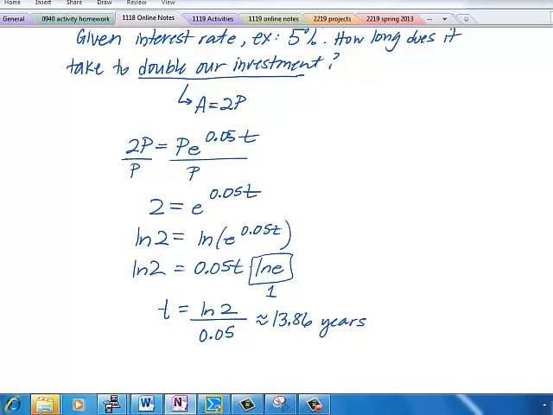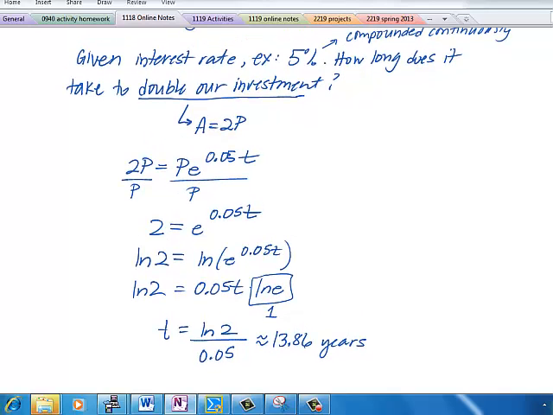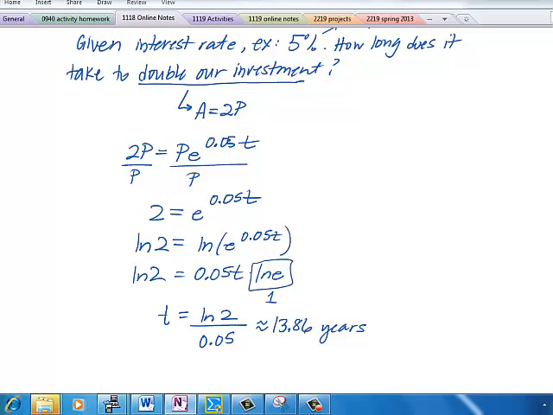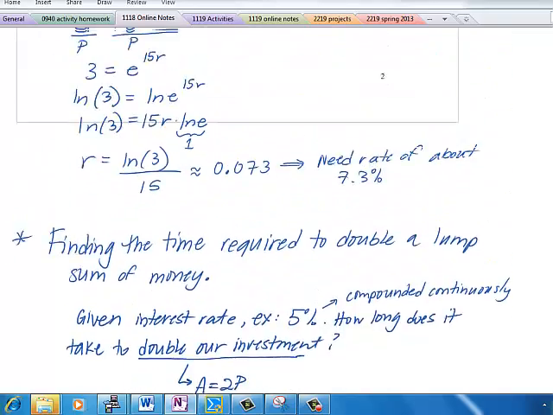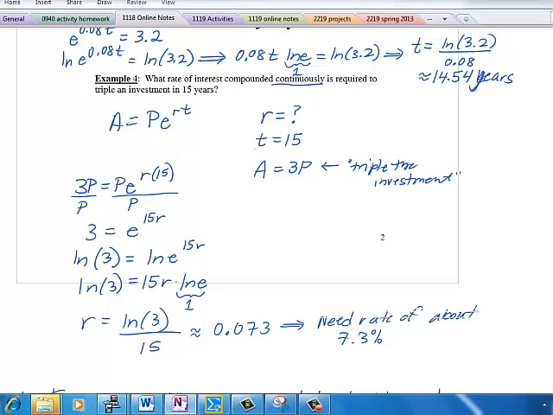So the thing that's interesting to notice about both of the last two examples is that the principal doesn't matter. The amount of time it's going to take to double the investment doesn't depend on the investment. So the investment can be any size, and it's going to take the same amount of time to double it no matter what size the initial investment is. And the same thing in the previous example, it didn't matter what the initial investment is. If we're looking at 15 years, we need the same rate to triple our investment in 15 years, no matter what that initial investment is.